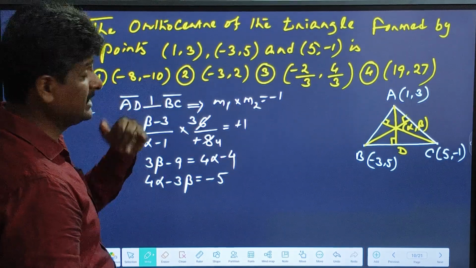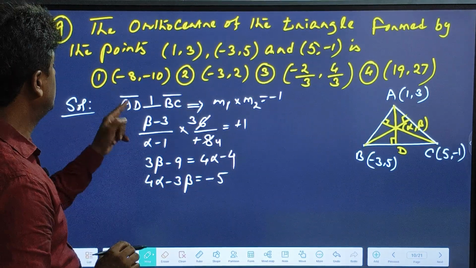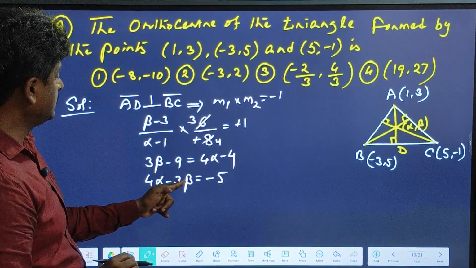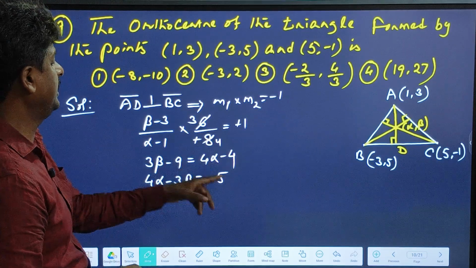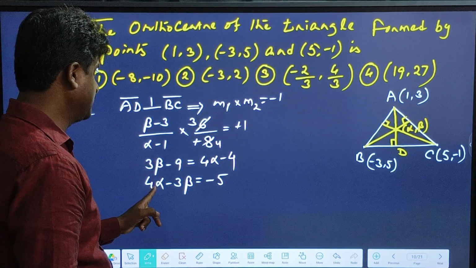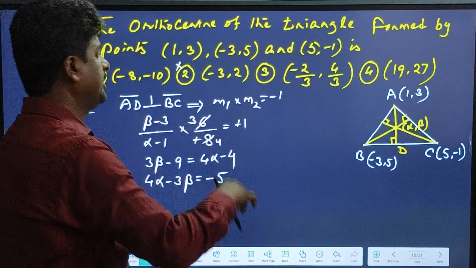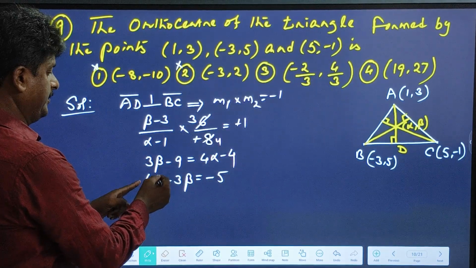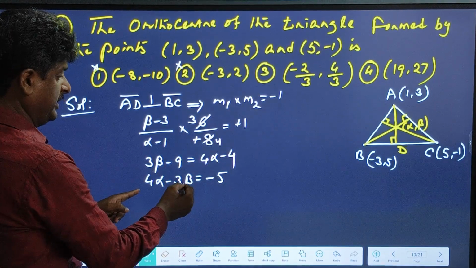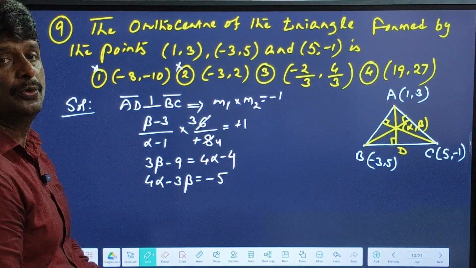Actually, the orthocenter is there in the options. It is enough to verify from the options for alpha, beta. First option: 4 into minus 8 is minus 32, beta is minus 10, so plus 30. Minus 32 plus 30 is not equal to minus 5. First option ruled out. Next case: 4 into minus 3 is minus 12, minus 12 minus 6 is minus 18. We won't get this. Next: 4 into minus 2 by 3 is minus 8 by 3, minus 3 into 4 by 3 is minus 12 by 3, giving minus 20 by 3. Minus 20 by 3 is not equal to minus 5.